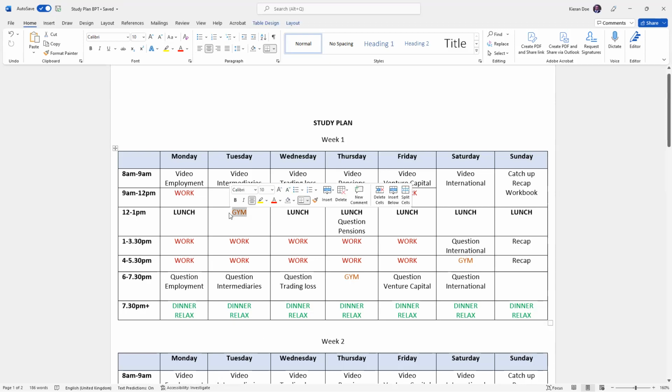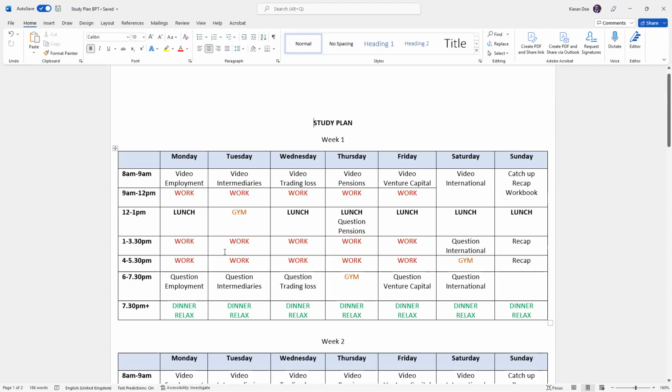For me personally, I like to exercise regularly, so I'd allocate some time to the gym and then have some relaxing time in the evening. I'd allocate that time, and then that would leave you with your study slots. Like I said, it would depend on how your week is structured as to what your study slots are. But then I would start allocating the topics to each study slot.